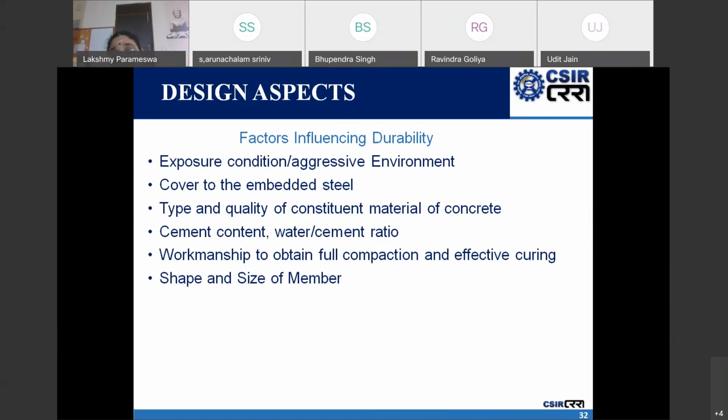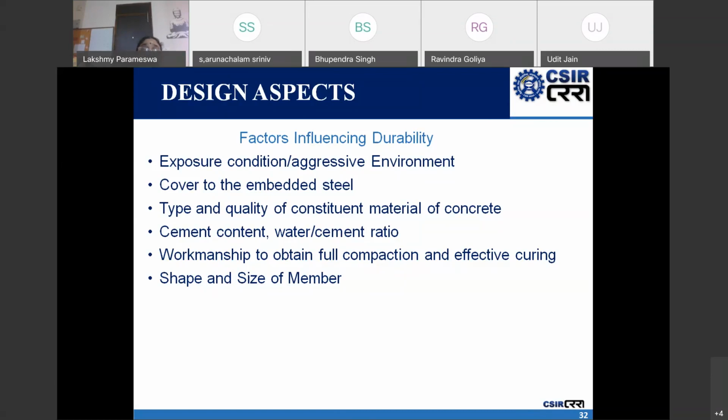Then what is the cover to the embedded steel? Because for the steel which is embedded in concrete, it is the cover which provides a protection. So the quality of concrete which is used for the cover and how well you are able to maintain the cover, they are also very, very important.